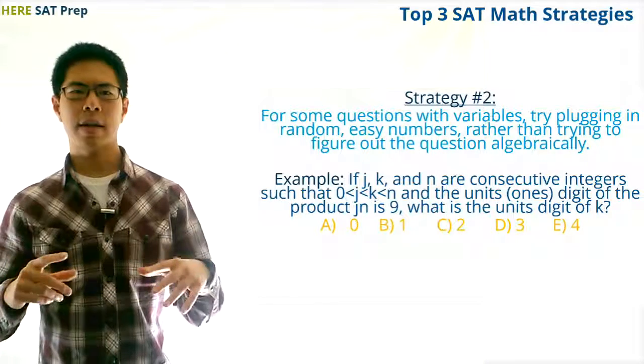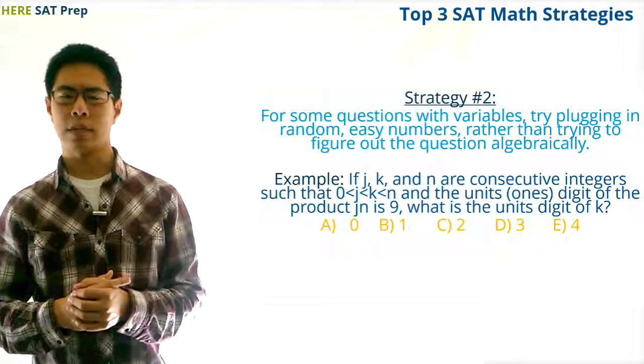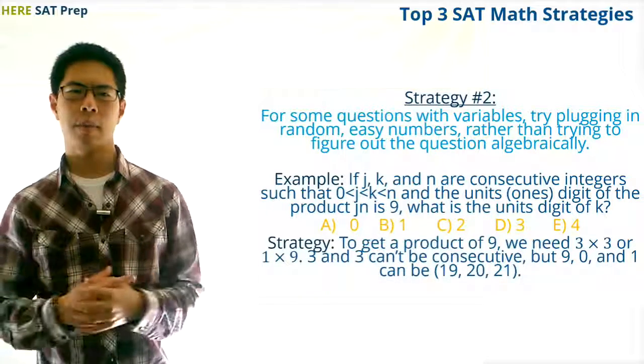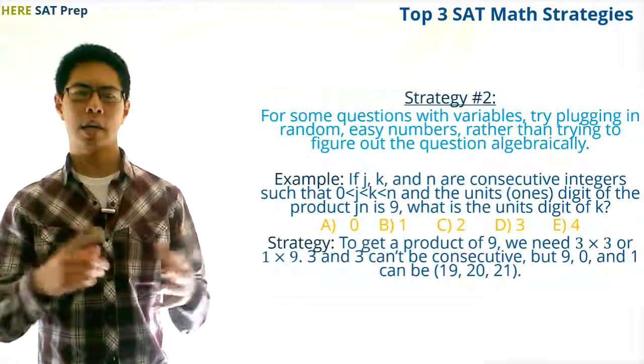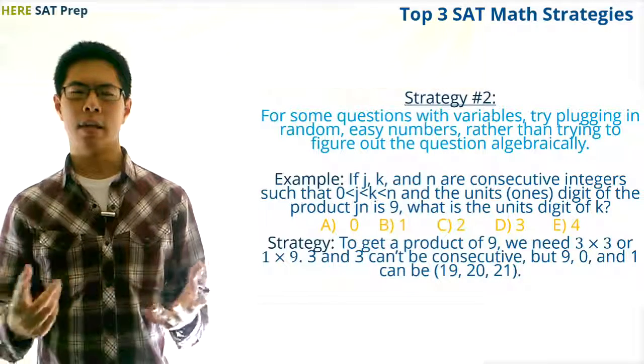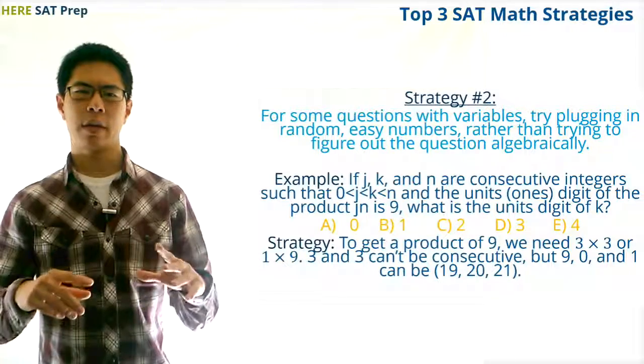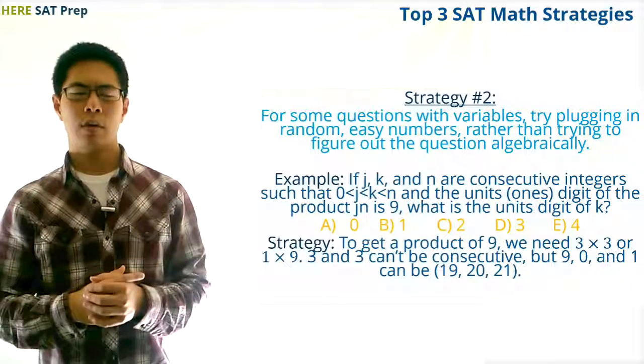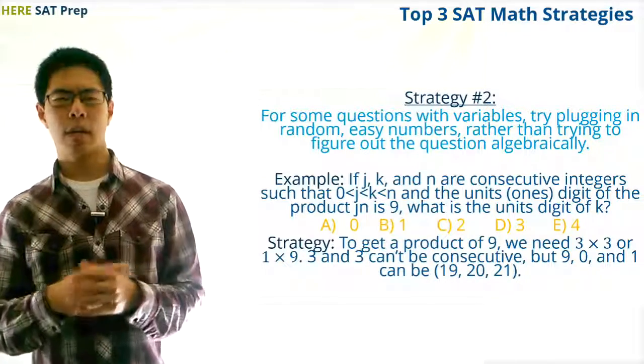Next, we need to find out the constraints and what the question is asking for. We see in this problem that the constraint is that j times n, or the first number times the third number, needs to end up with a 9 in the ones place. Then, we would figure out that to get a 9 in the ones place, we would need to either do 3 times 3 or 9 times 1.